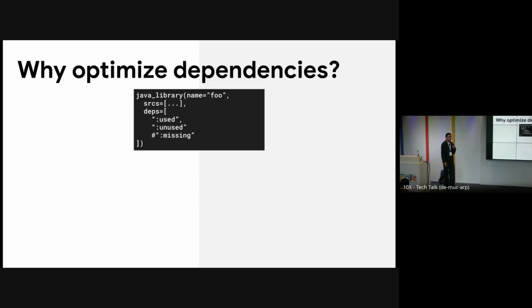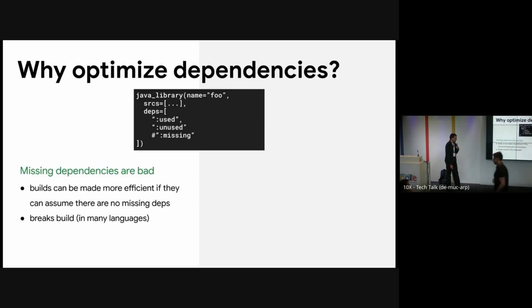So first question is, why do you want to optimize dependencies? Pick a Java library rule. Let's say we have a dependency which is used, one which is unused, and one which is missing. So what's wrong with this? Missing dependencies are bad. Why? In some languages, of course, they break the build, and nobody wants a broken build. But in other languages, if you know that there are no missing dependencies, you can make the builds more efficient. For example, in Java, if you depend only on these 5 dependencies, then when you call the Java compiler, you only need to pass those 5 jars to the Java compiler and not the transitive closure of the jars. That means the action executes faster and builds go faster.